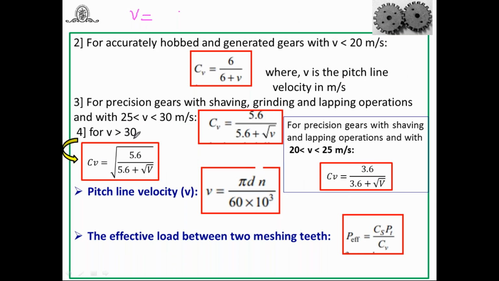I have stated when velocity is greater than 30 meter per second, you are going to use this relation. But if it's more than that, what you have to do, you have to take CV is equal to 0.8 or 0.9. Try to understand. Based on the velocity V is equal to pi dn upon 60 into 10 raised to 3. That means pitch line velocity depends on the speed.